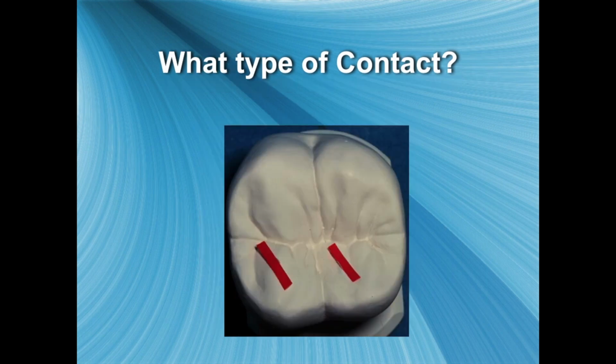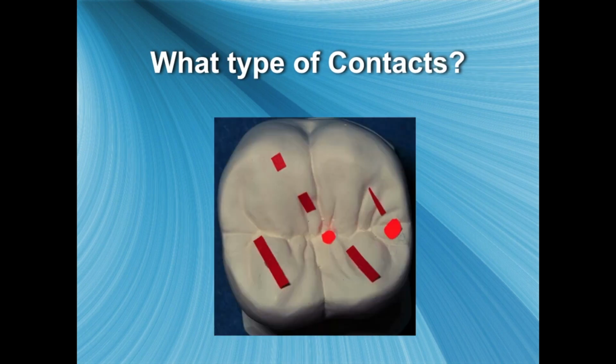Here's another example. What type of contacts do you think this is? If you guessed that this is a working contact, you are correct. This is a mandibular molar, and any non-working contacts would be on the inclines of the buccal cusp. These are on the inclines of the non-working or non-centric stop, so these have to be working contacts. Remember, only inner inclines of functional cusps are balancing contacts. All others are working. What type of contacts do you see here?